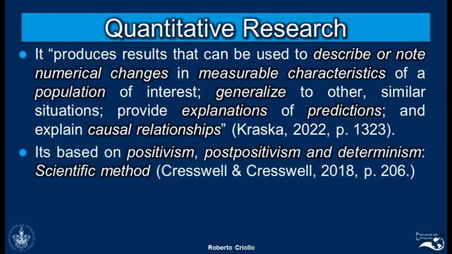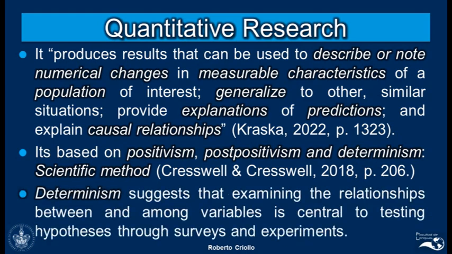Now obviously this method is based on positivism and post-positivism, which have their root also in determinism. This means that this kind of research is based on the scientific method. So people believe that in order to do research you should have a strong empirical and theoretical basis. Determinism in particular suggests that examining the relationships between and among different variables is central in testing hypotheses by means of surveys and experiments.